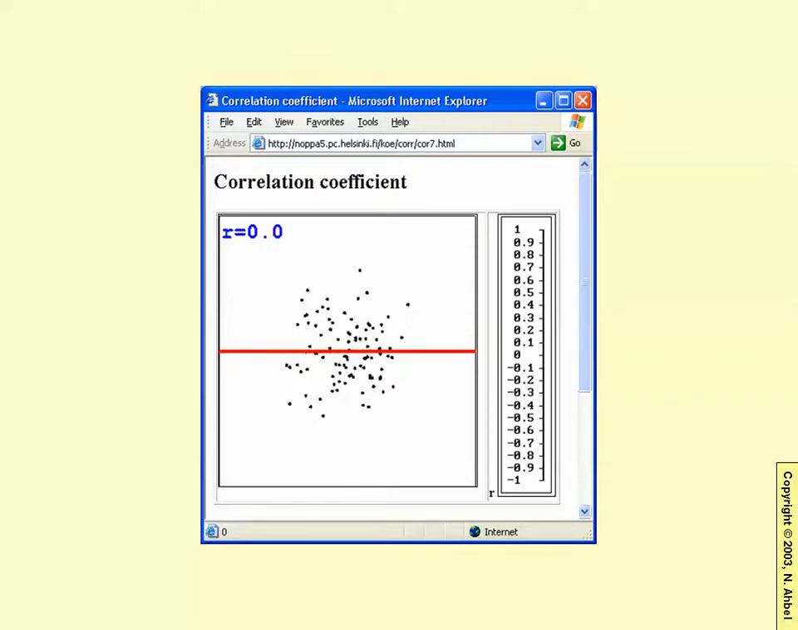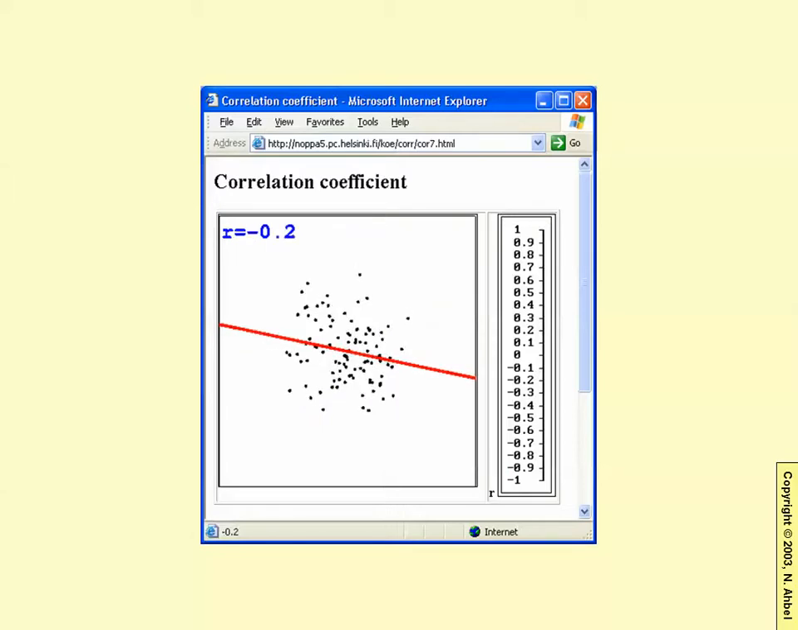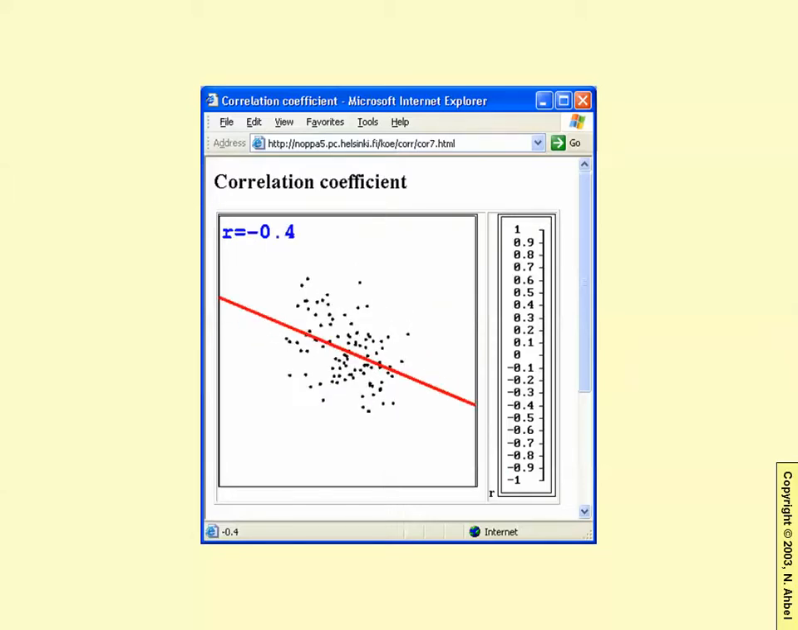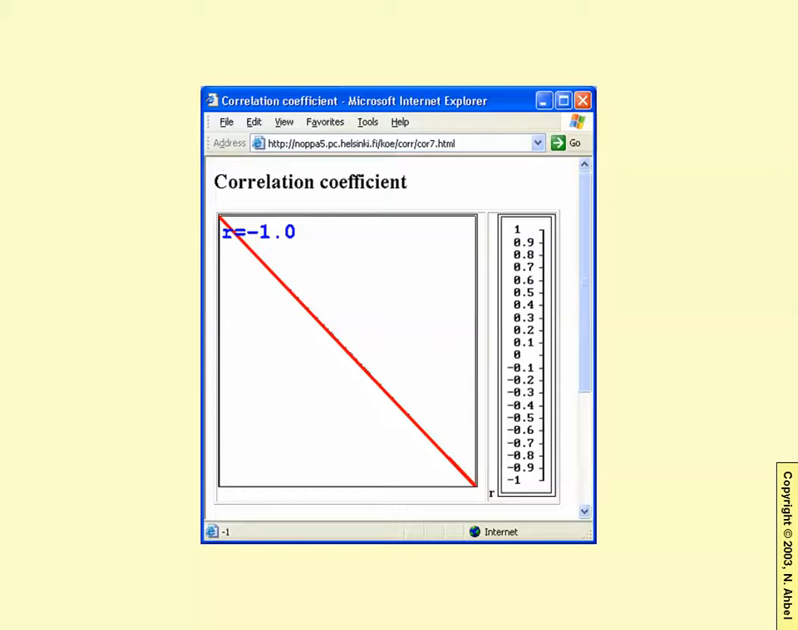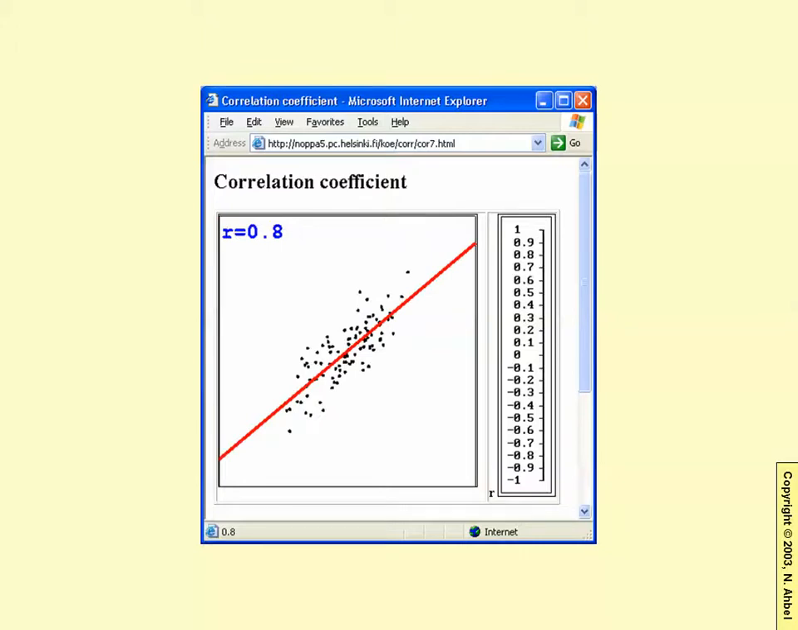And at 0, there is no linear correlation. There's no evidence that there would be a positive slope or a negative slope, for instance. And so here we go into negative correlation coefficients until we get -0.7, -0.8, -0.9, and then -1, a perfect negative linear correlation. So here's going back to the picture where r is equal to 0.8.